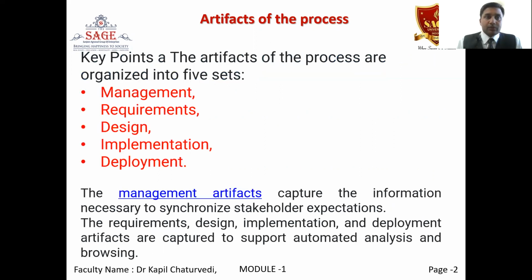So under the artifact of the process, there are key points. The artifact of the process are organized into 5 steps. Basically, these are the steps which we discuss in the SDLC, the steps of the development life cycle, and we represent these steps in different ways. Here we are representing these steps as management, requirement, design, implementation, and deployment. Basically, this is very similar to recognition of need, feasibility study, design, development, and maintenance, and so on. So these are the steps of SDLC.